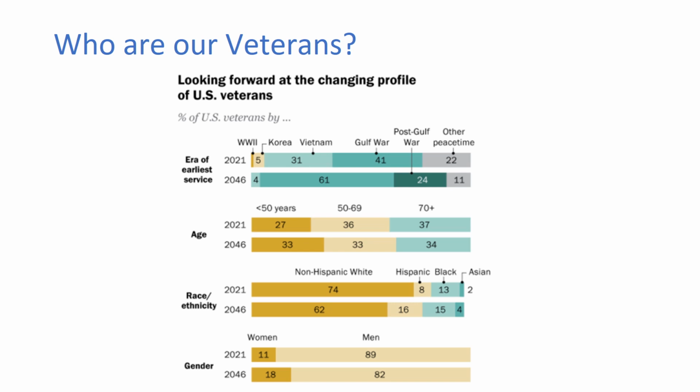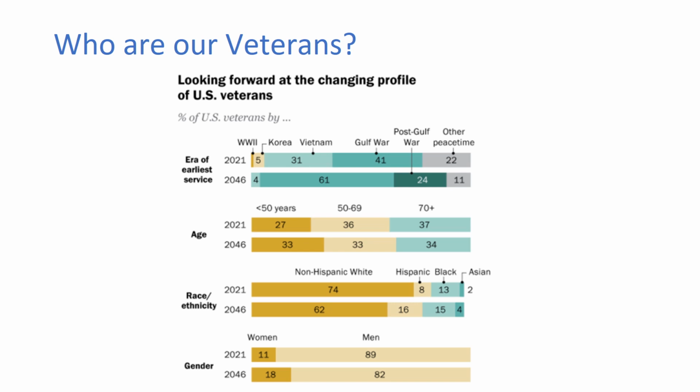Veterans who served in the Korean War, which occurred from 1950 to 1953, make up about 5% of current veterans. And those who served in Vietnam between 1955 and 1975 make up about 31%. The era that a given veteran has served in can inform us about possible exposures, trauma, and their needs. Those who are younger than 50 years old make up about 27% of current veterans. Those who are between 50 and 70 make up about 36% of current veterans, and those over 70 make up about 37% of current veterans.